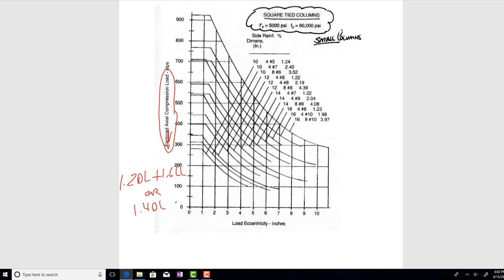Whatever value we get on there, then we have to plot that against the eccentricity. We gave you the equation for eccentricity just a handful of minutes ago. Eccentricity equals the factored moment divided by the factored compression capacity, or the factored load. And don't forget that this plots in inches. More often than not, the values are in kips and feet up here, and so your answer comes out in feet, and you need to make sure and convert it to inches to plot on this chart.